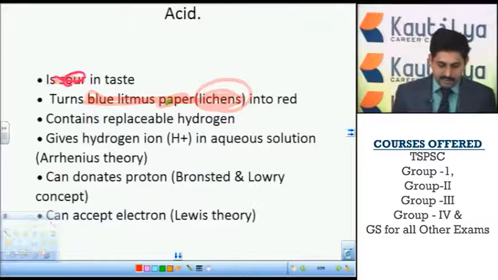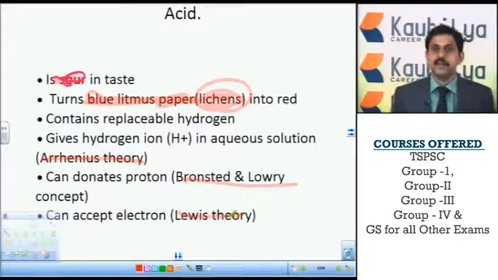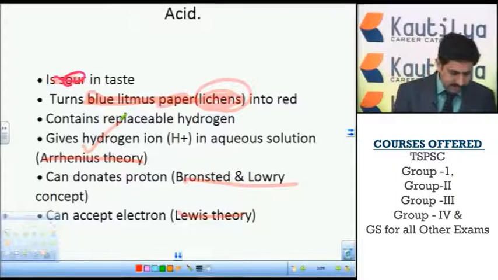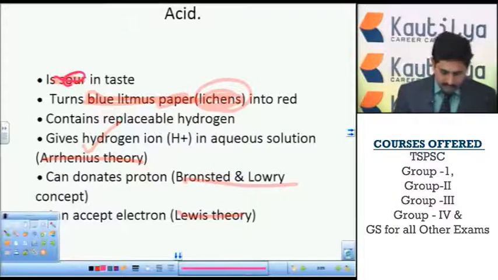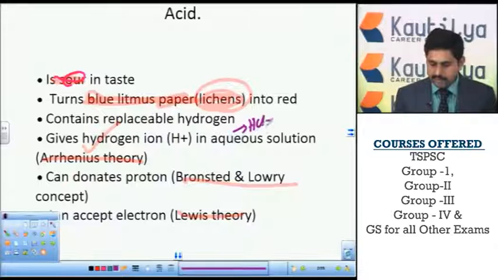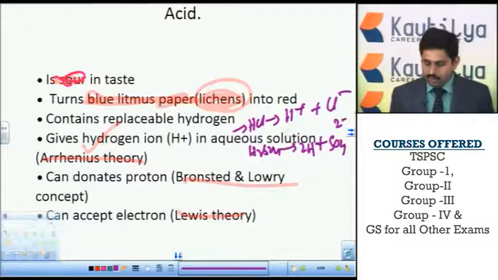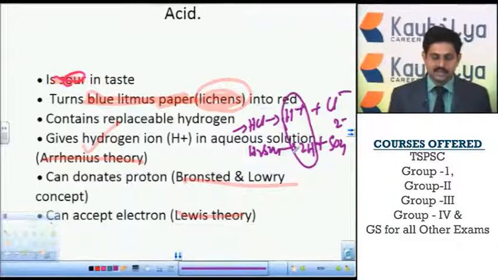Now, I told you that different theories, like Arrhenius theory, Bronsted-Lowry theory and Lewis theory, explain how acids can be defined. According to the Arrhenius theory, an acid is one which donates H plus ions. For example, HCl is an acid which donates H plus ions. H2SO4 is also an acid which donates H plus ions, along with Cl minus and SO4 2 minus respectively.